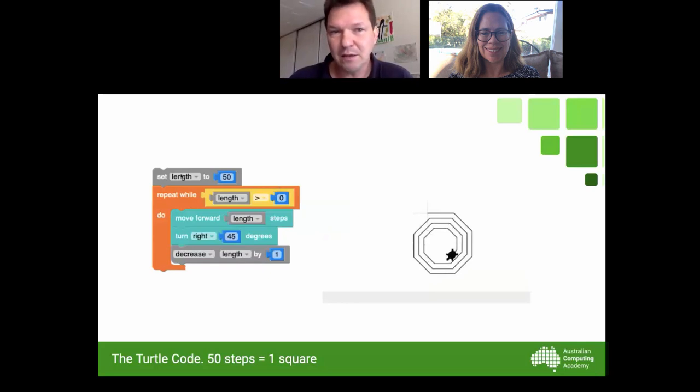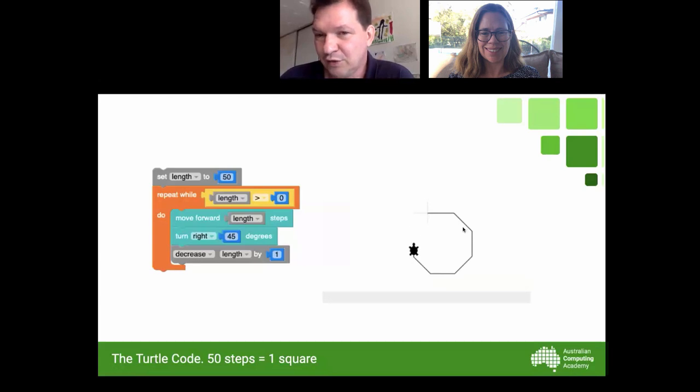Okay, so we've got the length here, and we start with 50, so 50 is up here. And then we do a loop that says repeat while the length is greater than zero, because there's no point in continuing beyond zero, because a zero line is just not there. So we move forward 50 steps, and then we turn right 45 degrees, that's this here, and then the line length is reduced by one. So the next line is just 49 steps long, and that's this line. Then we turn again 45 degrees, and this one is 48, 47, 46, 45, 44, 43, and so on and so forth.